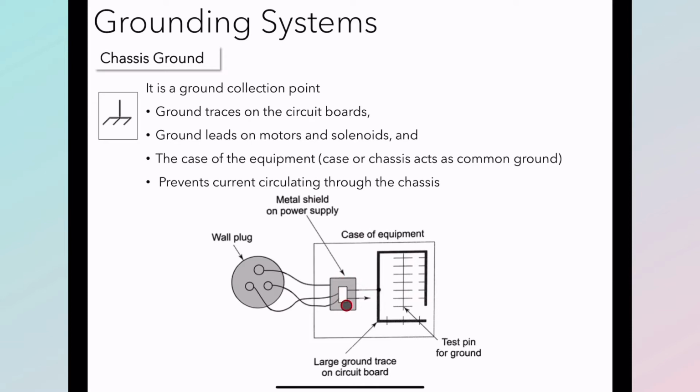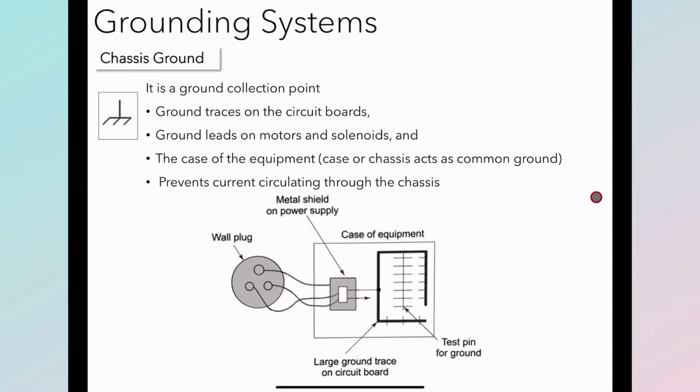around the power supply, which is then connected to the third prong of the wall socket, which is connected to the earth or grounding of the building actually. So in this way, all these small components on a PCB are connected to the actual earth or ground of the building through this ground trace and this chassis, this metal shield. We can call this setup a chassis ground.